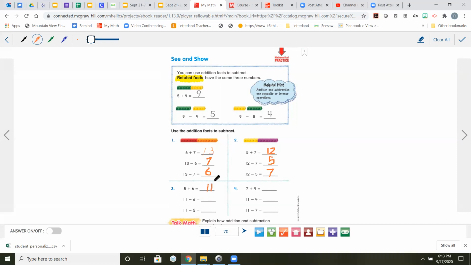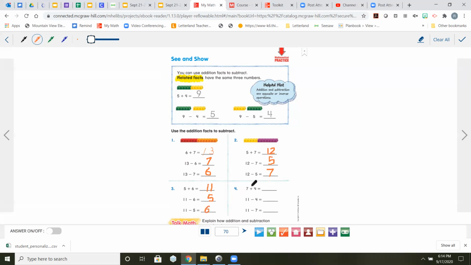So now let's go backwards. 11 minus 6 equals 5. And here we have 11 minus 5. What number did we not use yet? Oh, the little 6 right there.